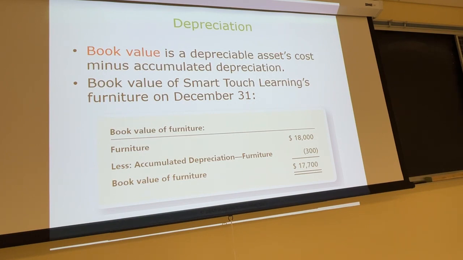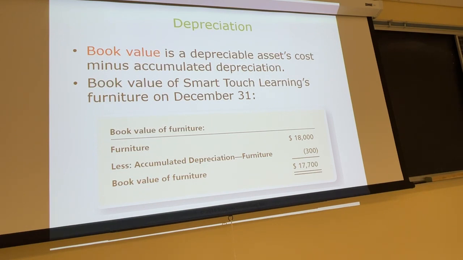If we were to look at the balance sheet now of Smart Touch Learning, where they show the furniture, it would say furniture, $18,000, which is the cost of the furniture. Then it would say less accumulated depreciation furniture, $300. And then it would say, sometimes this line isn't really labeled, but the figure would still be there, book value of furniture, $17,700.